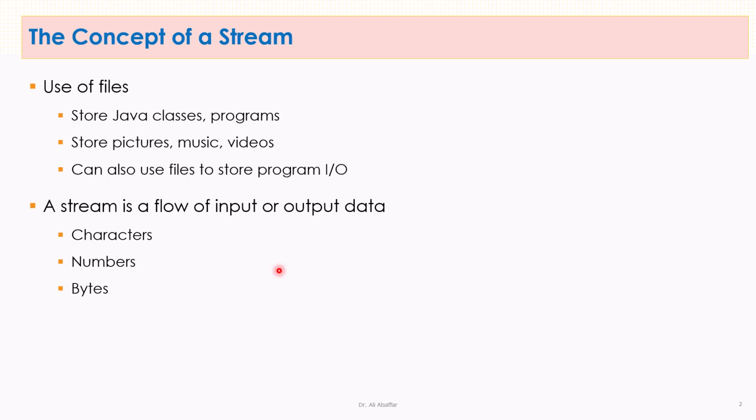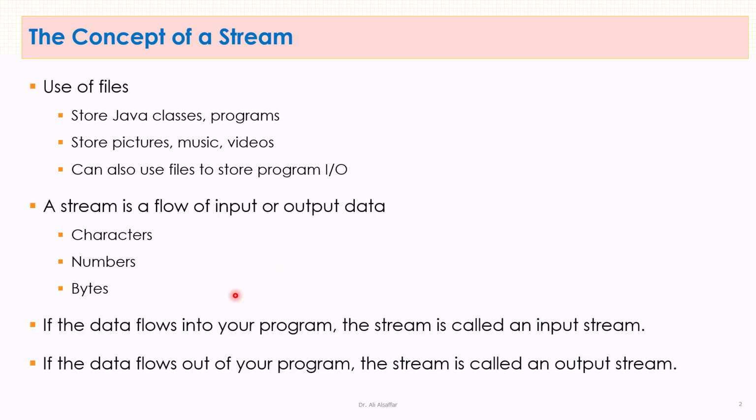And this is what we need to know next, the types of streams that we are going to have in our programs. So how many types of streams do we have? In fact, we have two types of streams, input stream and output stream. Here it says, if the data flows into your program, then the stream is called an input stream. And if the data flows out of your program, then the stream is called an output stream. So in the middle, you have a program. If the data is going into the program, we have an input stream. And if the data is going out of the program, we say that we have an output stream.